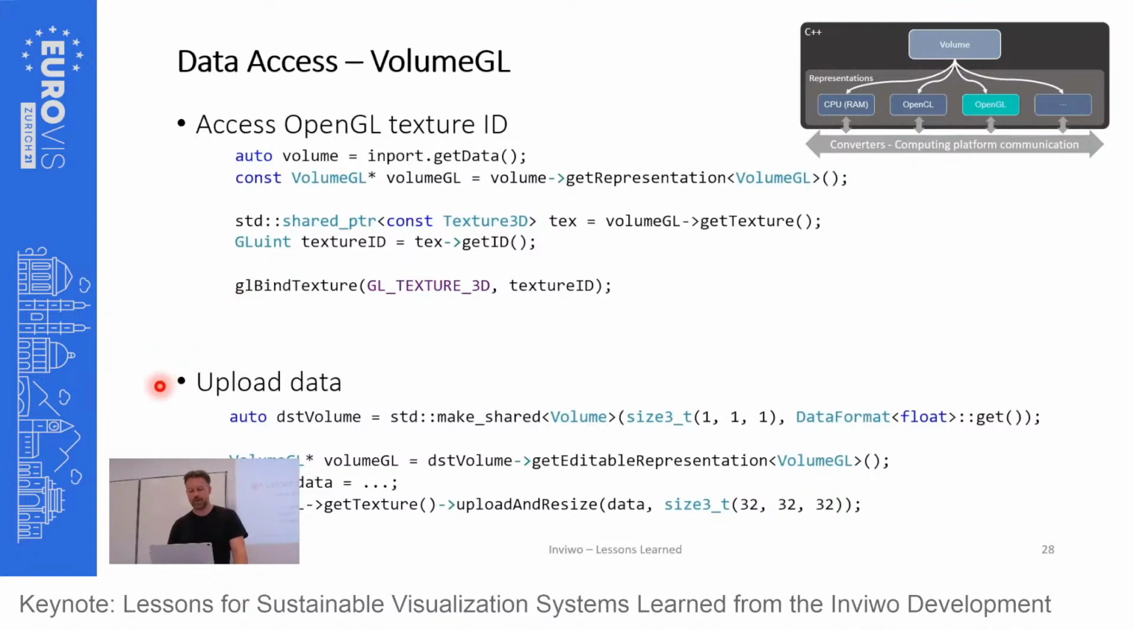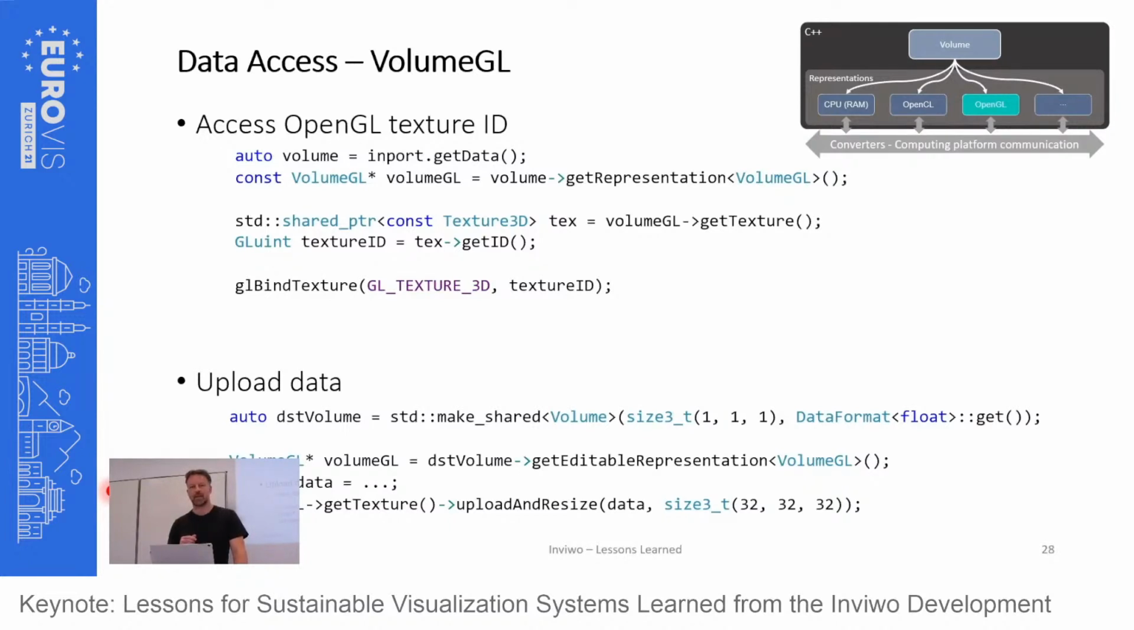We can also upload the data. So here we have a destination volume which we define, and then we want to have an editable representation. This means one where we actually want to write our data to. We assume the data is sitting in this variable data here, and then what we can do is upload and resize this data and write it into the texture of this volume. So this way we can put our data in there. So these are the different levels of abstraction from a user perspective: high level, mid level, and low level.